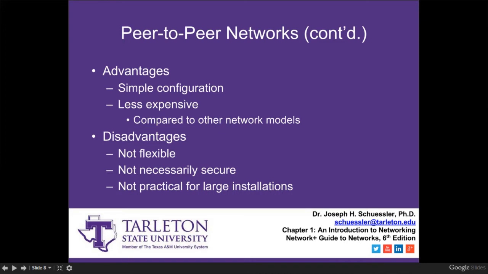So some of the advantages to a peer-to-peer network: it's a pretty simple configuration. You don't have to have any kind of special hardware or any kind of special software. It's less expensive than a client-server environment, so it certainly has certain advantages. Some of the disadvantages: it's not particularly flexible, it's not very secure, and it's not really practical for large installations. So the larger the organization, the more you want to move away from a peer-to-peer network environment.